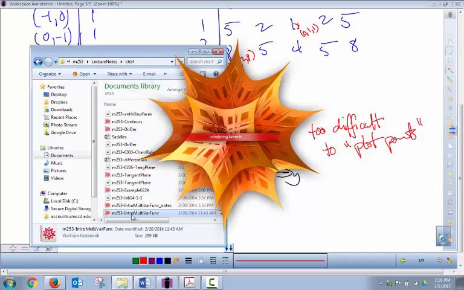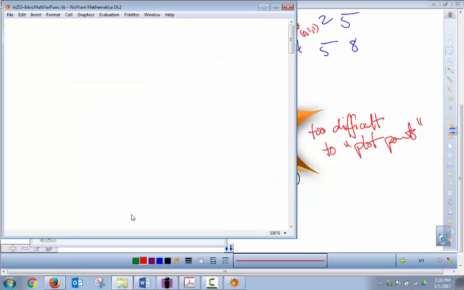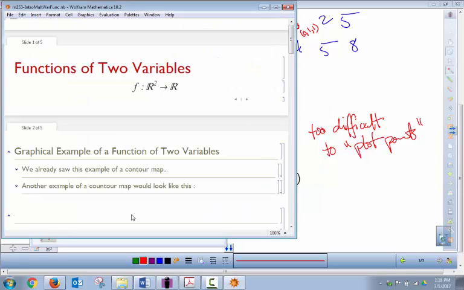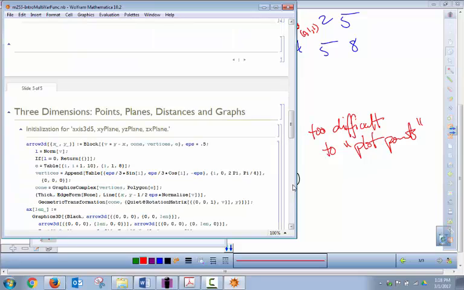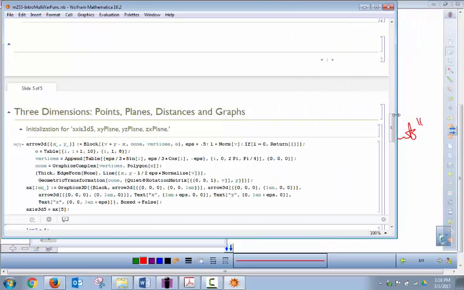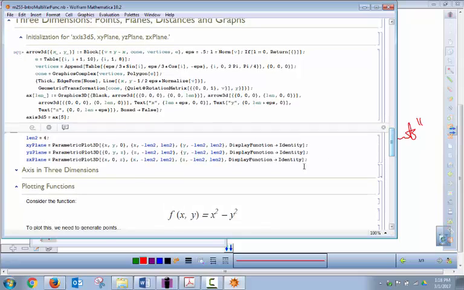Initializing kernels. Maybe I should have just went with this lecture. Like I said, I was looking for it and I couldn't find it.